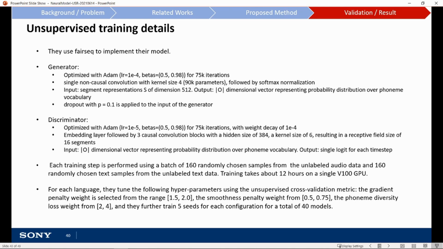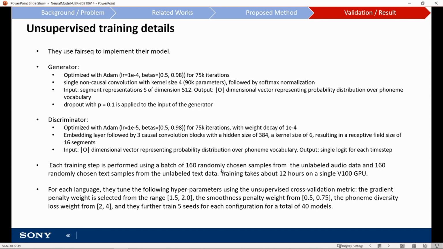So their code is out, and they used FAIR-seq to implement their model, which is a sequence modeling toolkit based on PyTorch. And this is the generator specifications, and it has only 90,000 parameters, so they use a very small model, which I explained earlier as well. And this is the discriminator specifications.